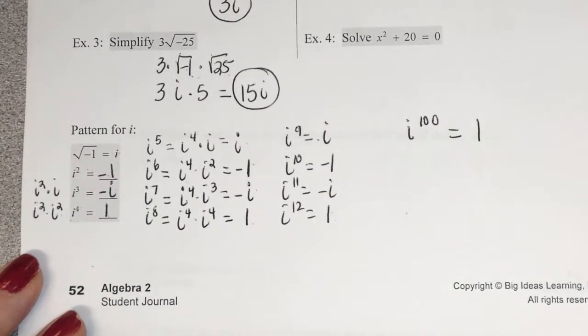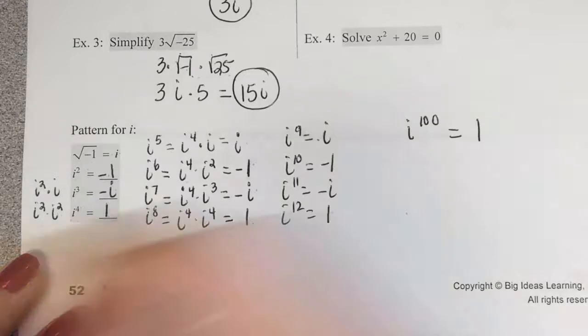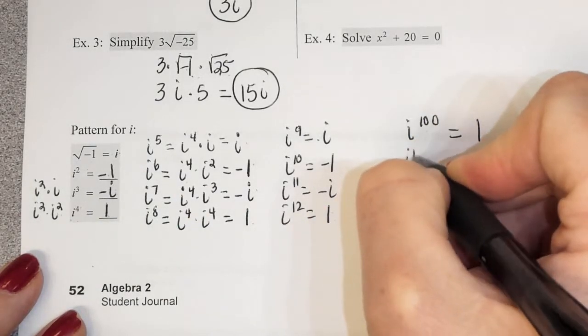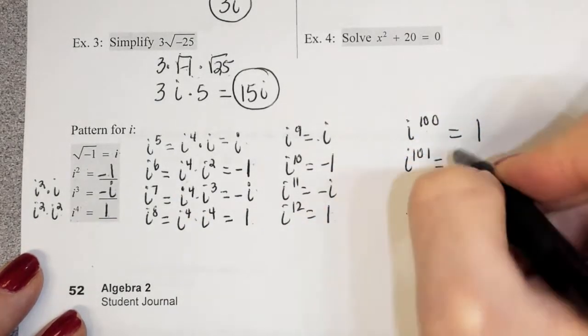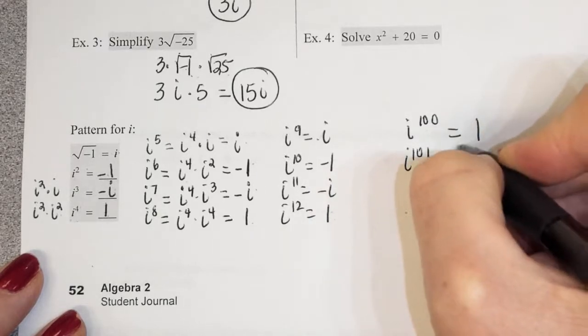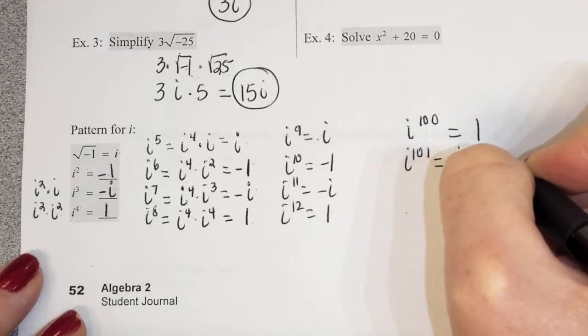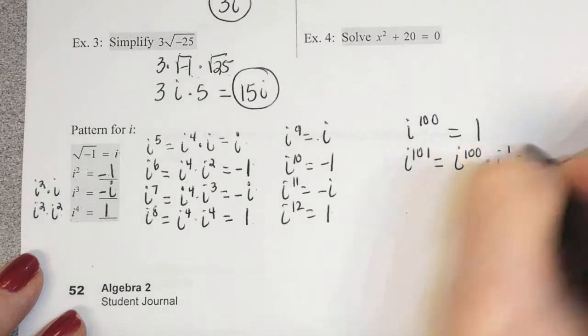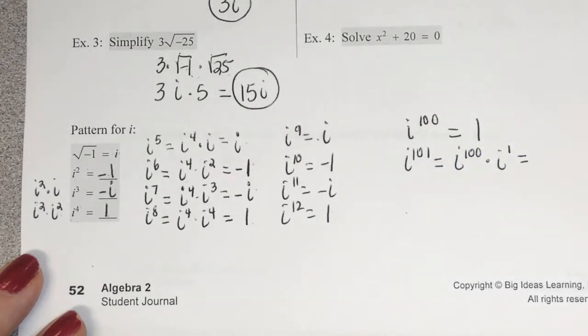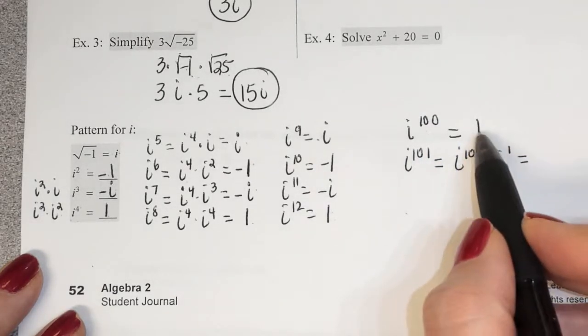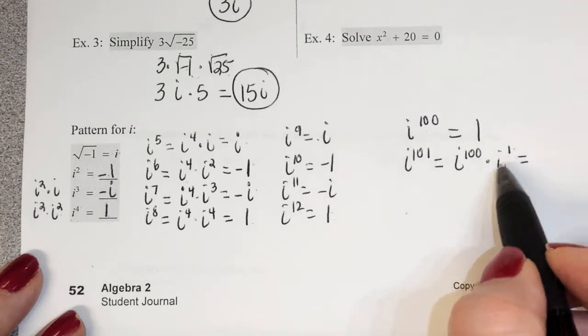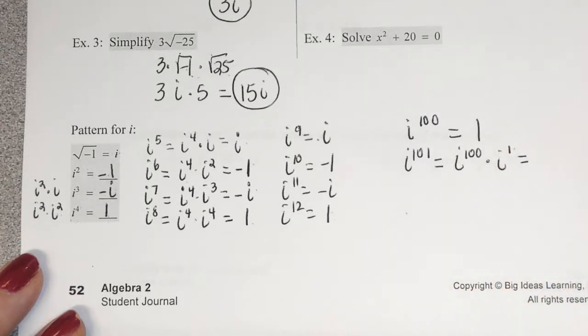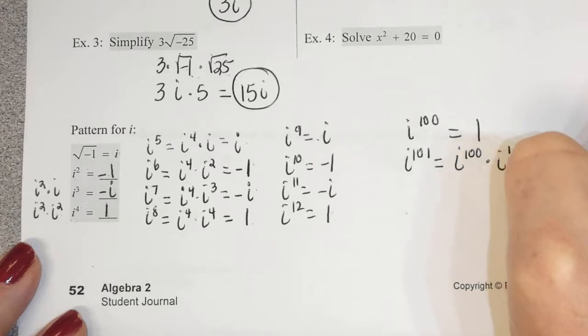1. Okay? I would now know what I to the 101 is, because I know I to the 101 is just I to the 100th times I to the first. So I to the 100th is 1. What's I to the first? Just I, right? So this answer would just be I.